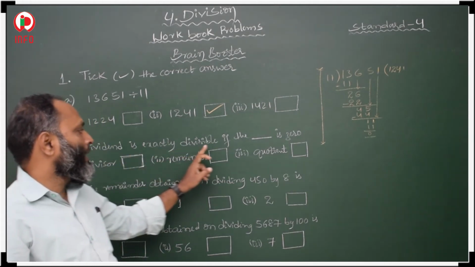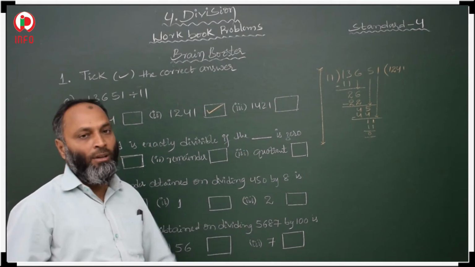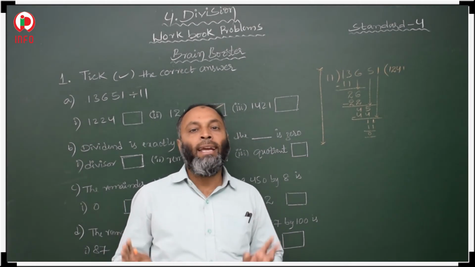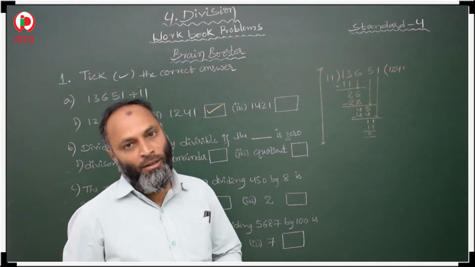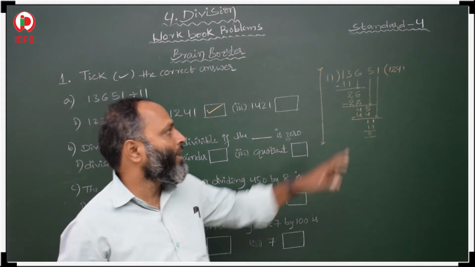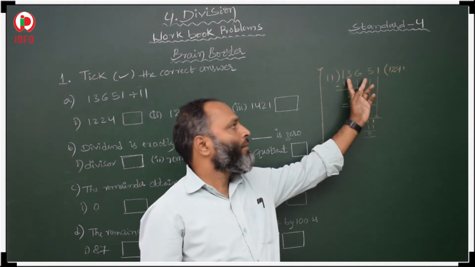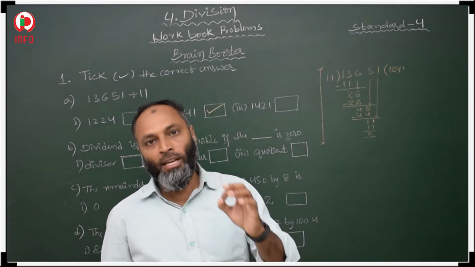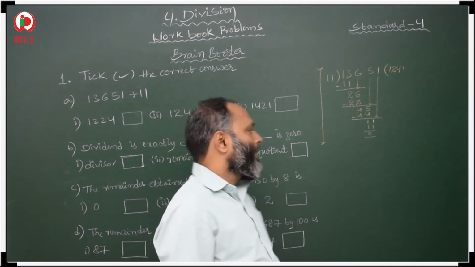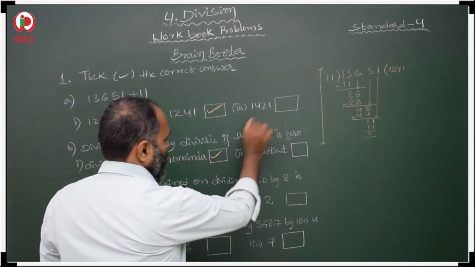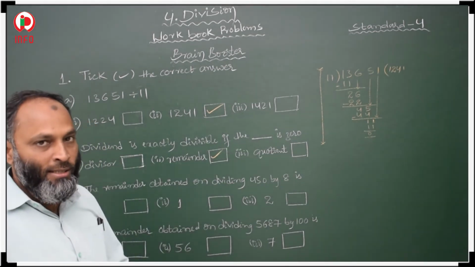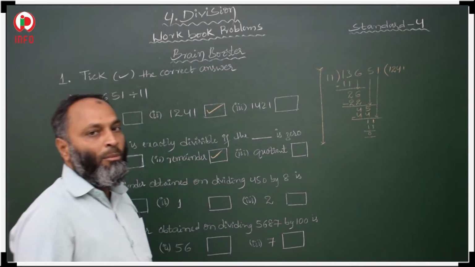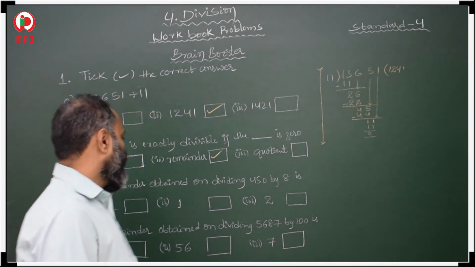Dividend is exactly divisible if the dash is 0. Whatever the dividend is, if that dividend is exactly divided by any number, then what should be the 0 here? This is the dividend. This dividend exactly divides, means the remainder is 0. If the remainder is 0, then it means the number, the dividend, exactly divides with the number.